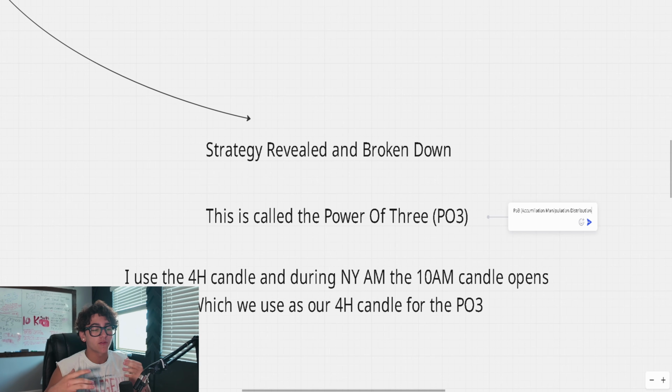We use the Power of 3 of the 4-hour candle, and as we know, during the New York AM session, we have the 10 a.m. candle, which is just around market open. So we use the 4-hour Power of 3 candle, and in this case, what I like to use is the 10 a.m. candle that opens during New York session.